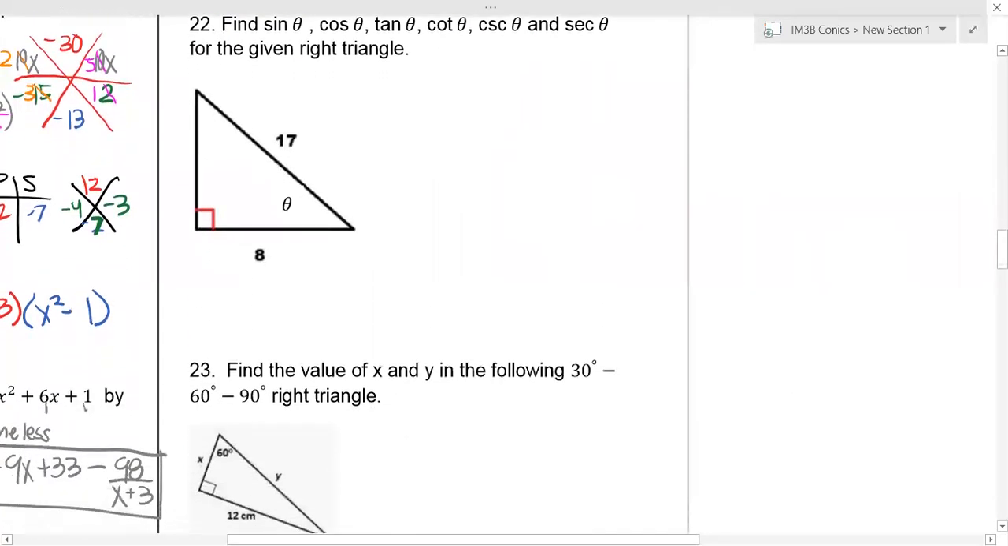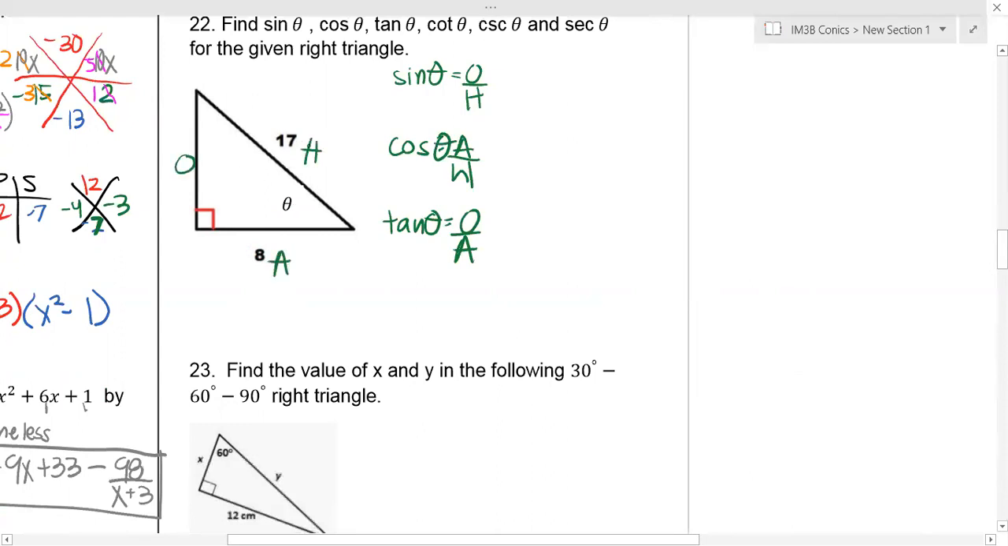For 22, they're asking us for sine, cosine, tangent, cotangent, cosecant, and secant. I'm going to write these out with just sine, cosine, and tangent with their acronym. So sine is opposite over hypotenuse. Cosine is adjacent over hypotenuse. And then tangent is opposite over adjacent. Looking at where theta is, this is opposite, this is adjacent, and this is hypotenuse.